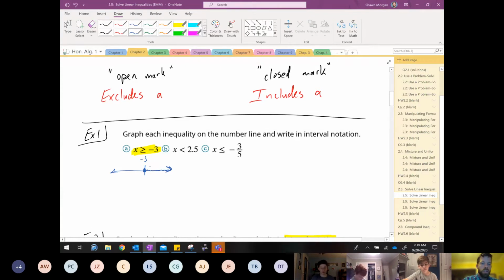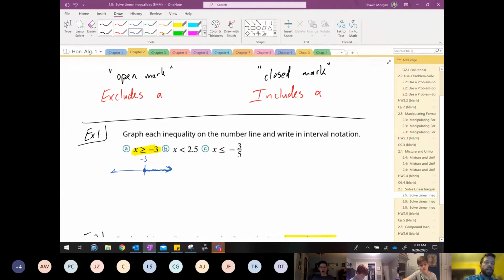All right, so we're going to shade. And what does that mean? That means that any number at -3 or greater than -3 to the right is going to give me a true statement. So I could plug in the number 0, for example, and I get a true statement there. 0 is greater than or equal to -3.